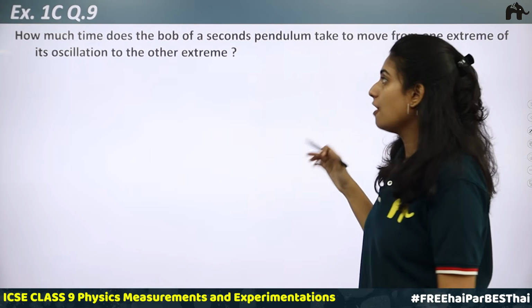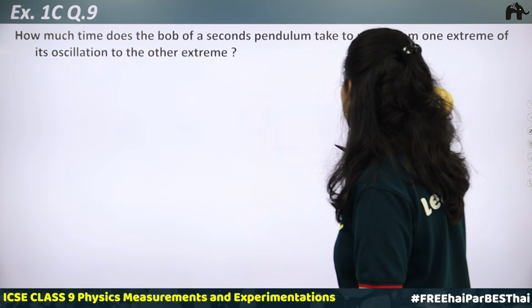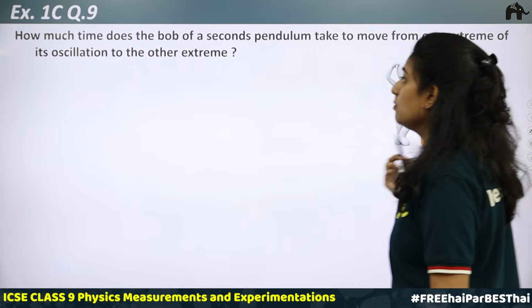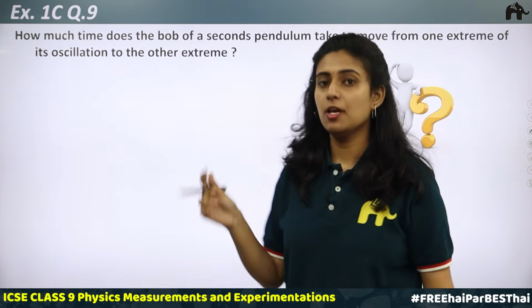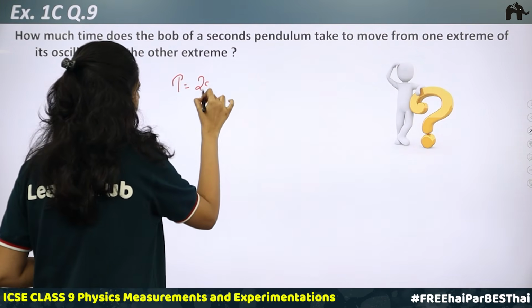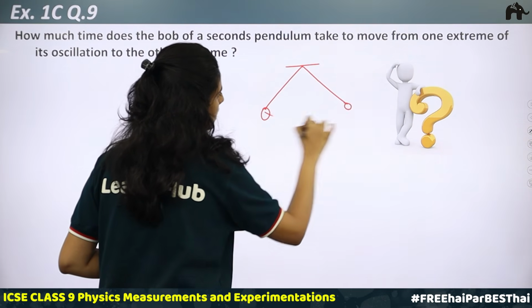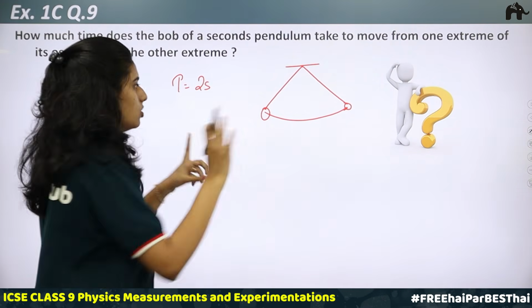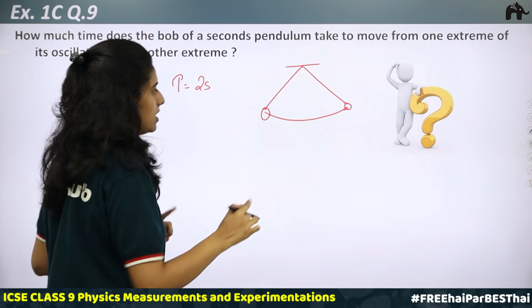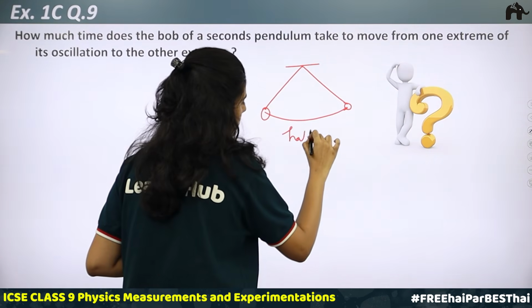Question number 9 of exercise 1C. How much time does the bob of a seconds pendulum take to move from one extreme of its oscillation to the other extreme? For a seconds pendulum, we know that time period T is equal to 2 seconds. So, starting from one extreme to move to the other extreme, we need to find the time taken. Here you can see that this is not a complete oscillation. This is half oscillation.